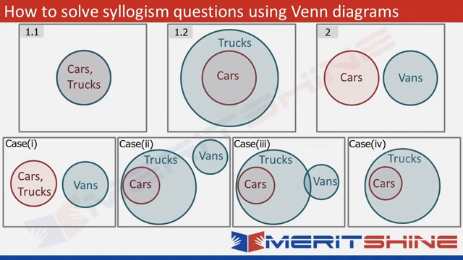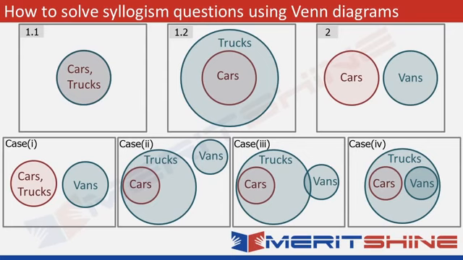And that's not all. There is a fourth case as well. We can put vans inside trucks. So basically in this case, all the vans are contained within trucks. But this is fine with us since this also does not violate any condition given in the statements. So basically the combination of 1.2 and 2 results in 3 cases. Case 2, case 3 and case 4.